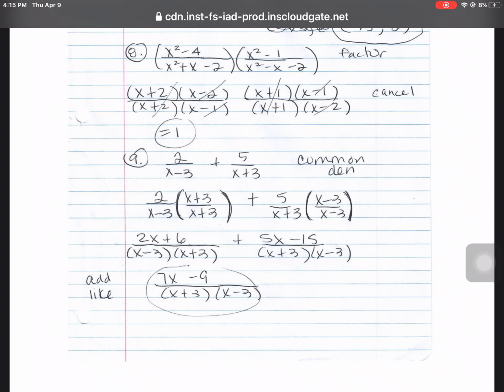The bottom right is also a trinomial with an understood 1. So you want to multiply to -2 and add to the -1. And then you cancel, and when everything divides out, that equals 1.